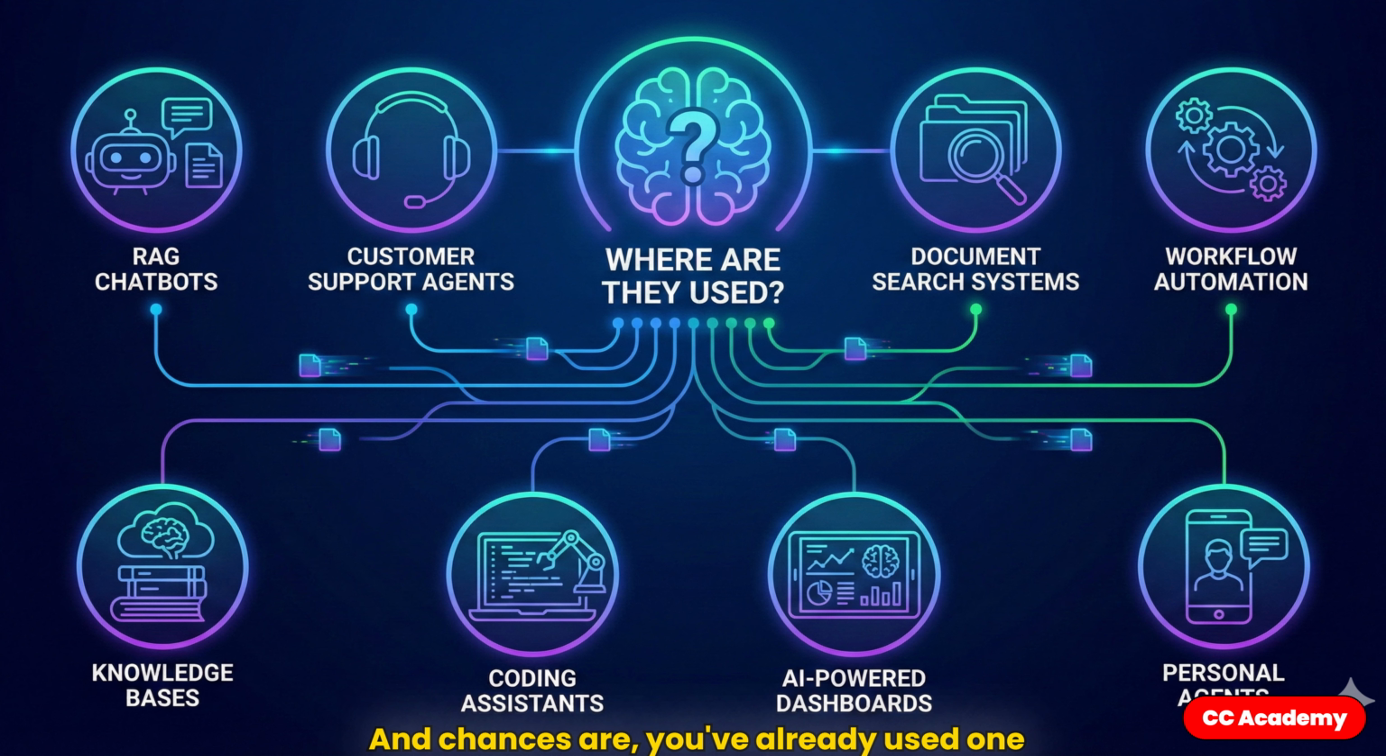And chances are you've already used one of these systems without even knowing it. That chatbot on a website that can actually look up your specific order, that's RAG in action. An automated customer support agent that can process a return for you, that's using tools. All of these powerful real-world apps are built on top of an orchestration framework.